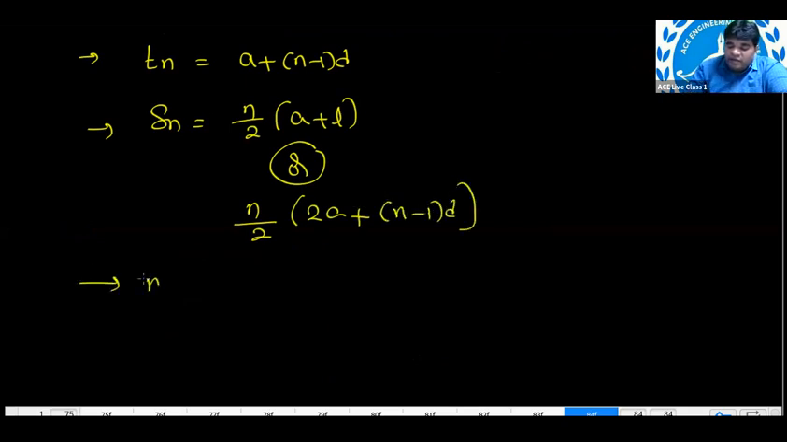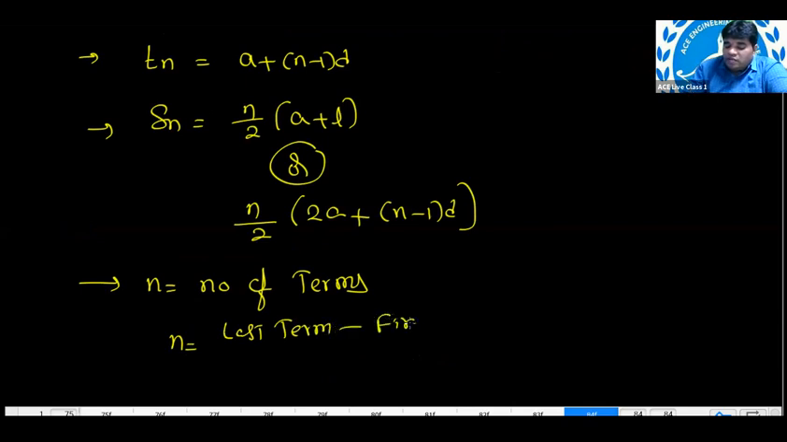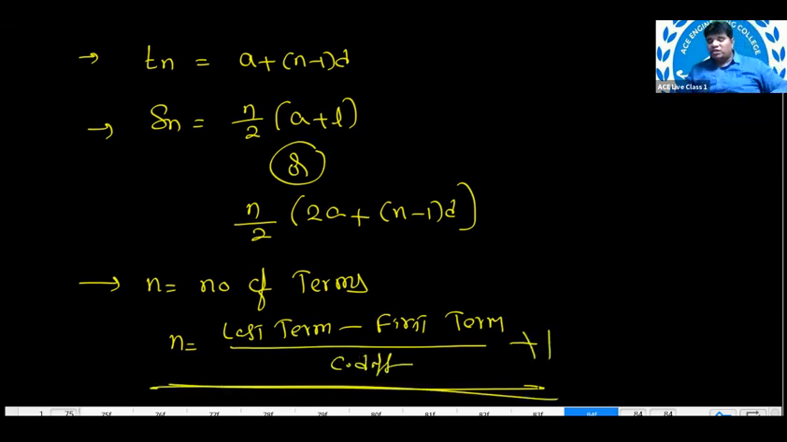What is the n value? N means the number of terms. How to calculate n? Last term minus first term upon common difference, plus 1. Okay, last term minus first term upon common difference plus 1.